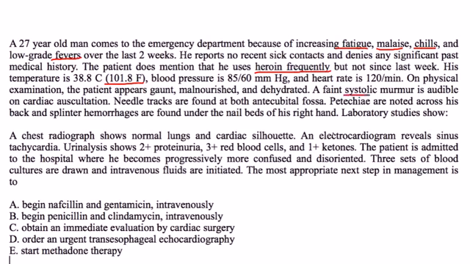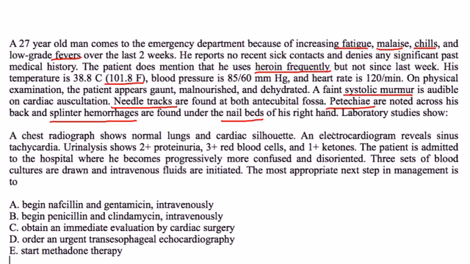A faint systolic murmur is audible. Needle tracks are found on both arms. Petechiae are noted across the back, and splinter hemorrhages are found under the nail beds. Lab studies show, I didn't include them, I didn't have enough space, sorry about that. Chest x-ray is normal, EKG shows sinus tach, UA shows some protein and red blood cells.